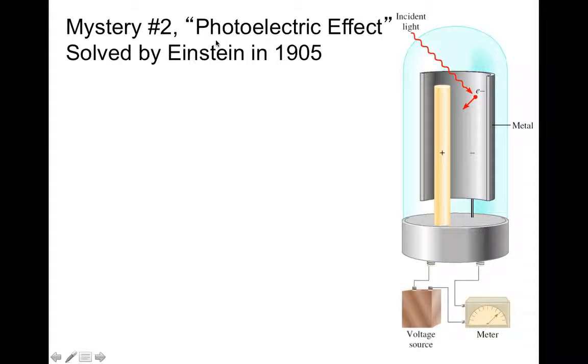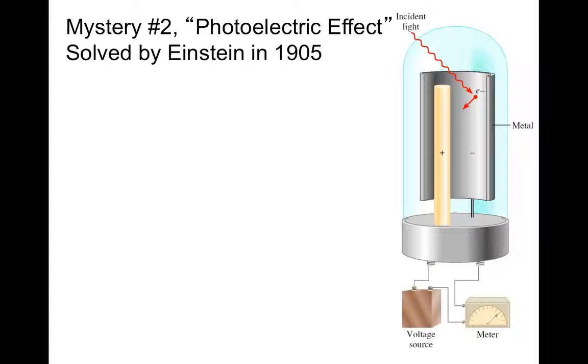Mystery number 2 is the photoelectric effect solved by Einstein. This is where electrons get weird. We were kind of cool with them being particles for a while because they behave like particles. Then we did other experiments where they kind of behave like waves. And so the only way that we can really bring this to our understanding is to accept the idea of wave-particle duality, which is that electrons are particles, yep, and they're waves, yes, and they're both at the same time.